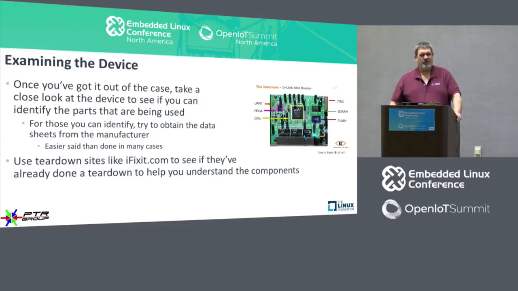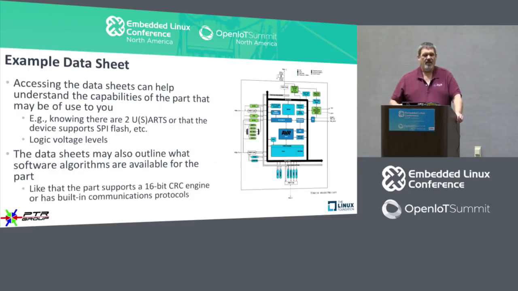But absolutely take advantage of teardown sites like iFixit. If they've already done the teardown for you, that's fantastic. Saves you a lot of time and effort. In some cases, they'll even identify some of the really weird chips. So, it's a Samsung part that's not commercially available. It's only available for company XYZ. And they'll give you a little bit more additional information about it. So that's really handy if you can get a hold of that.